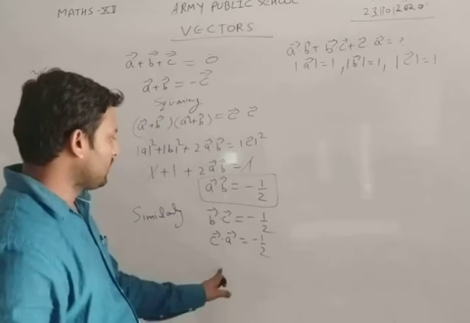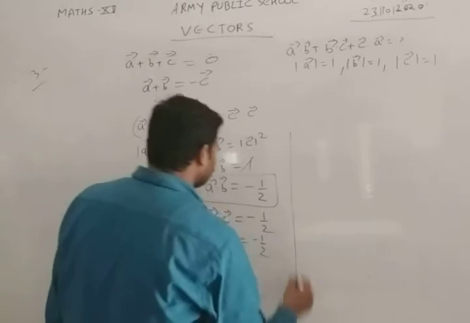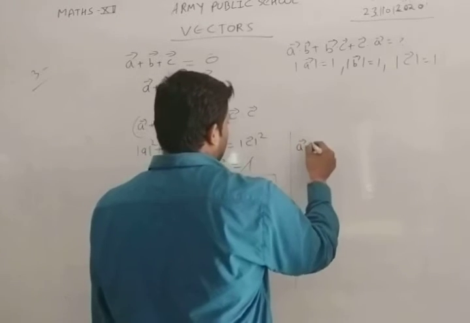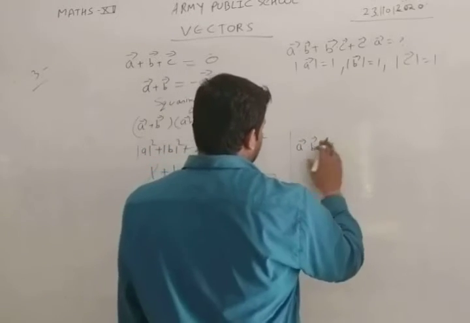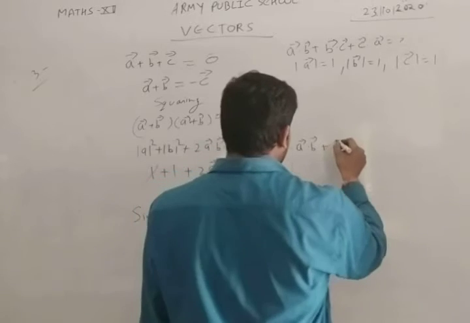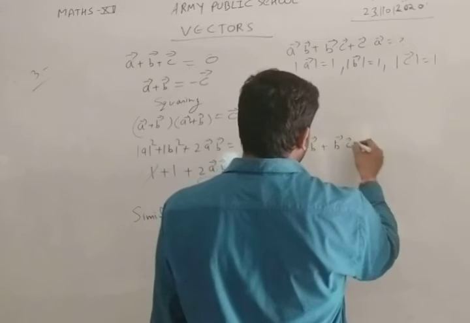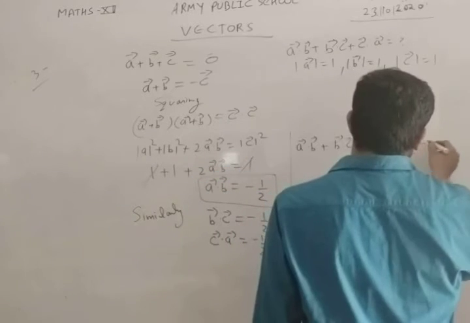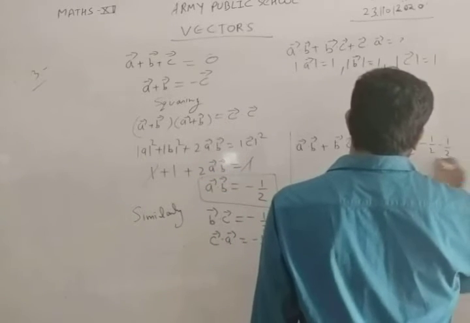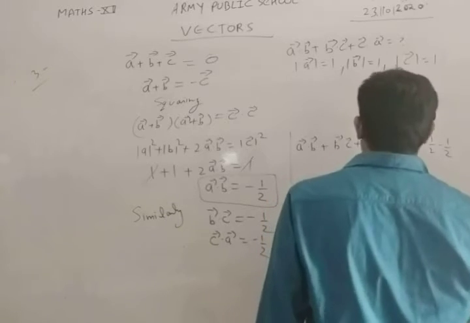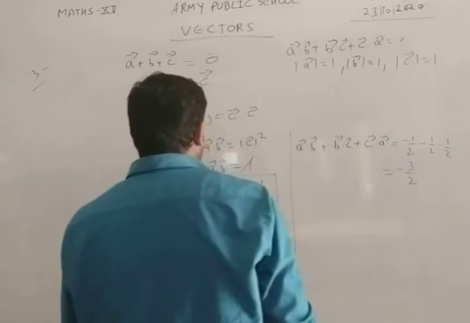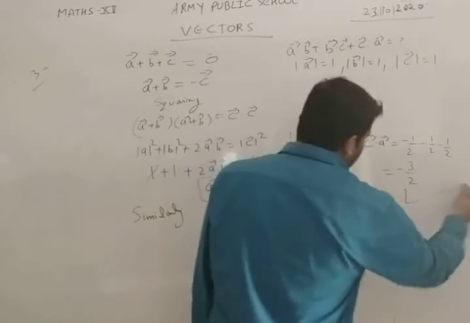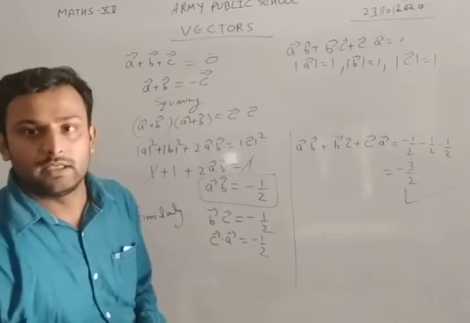Okay. Now add these terms. A dot B plus B dot C plus C dot A is equal to minus 1 by 2 minus 1 by 2 minus 1 by 2, which is minus 3 by 2. Okay, so it will be our answer.